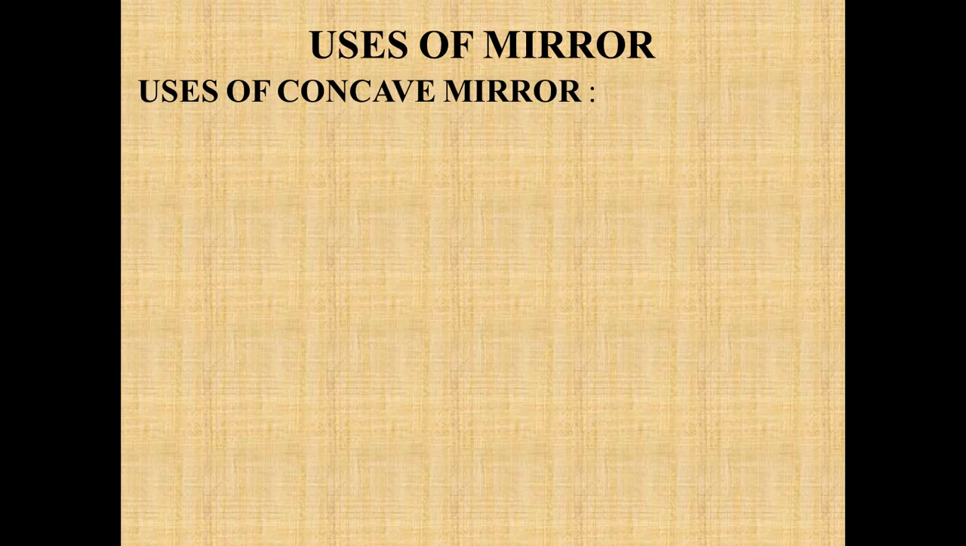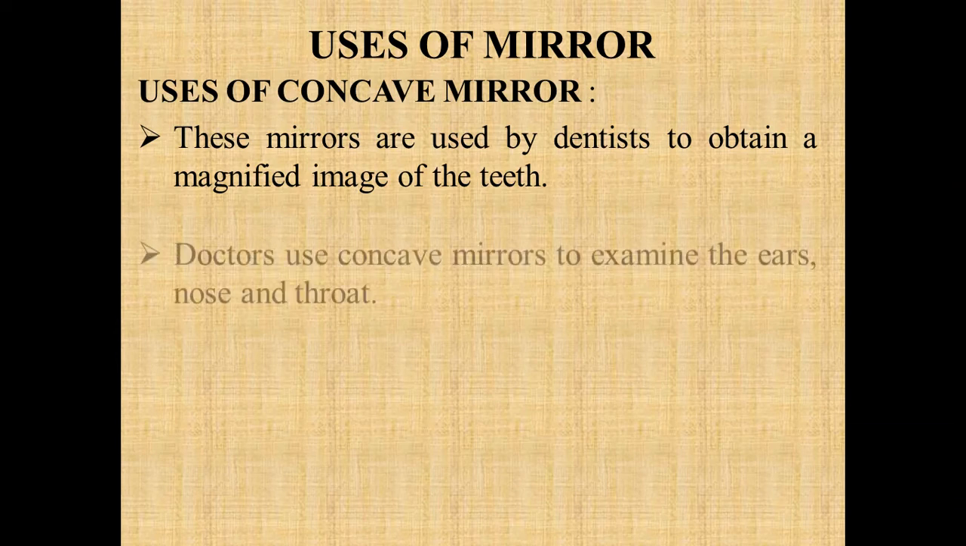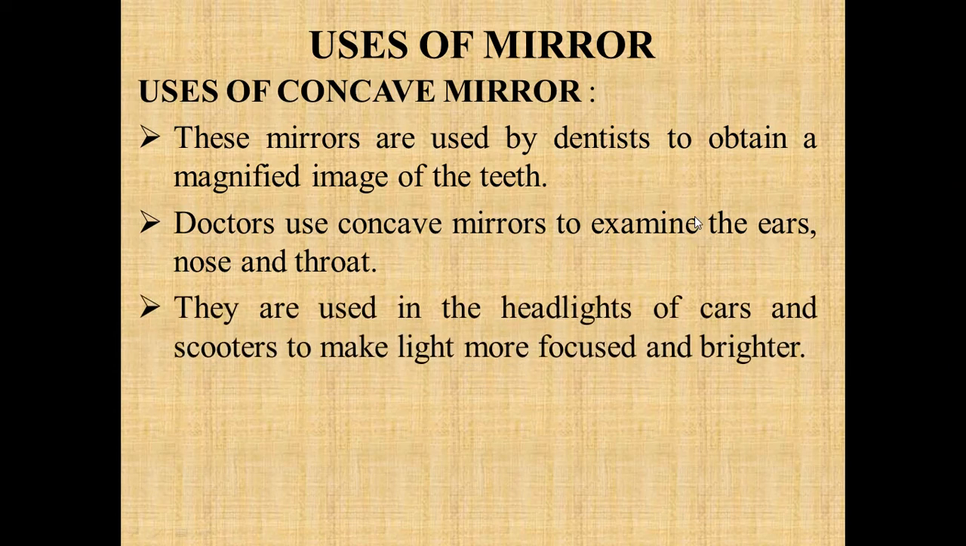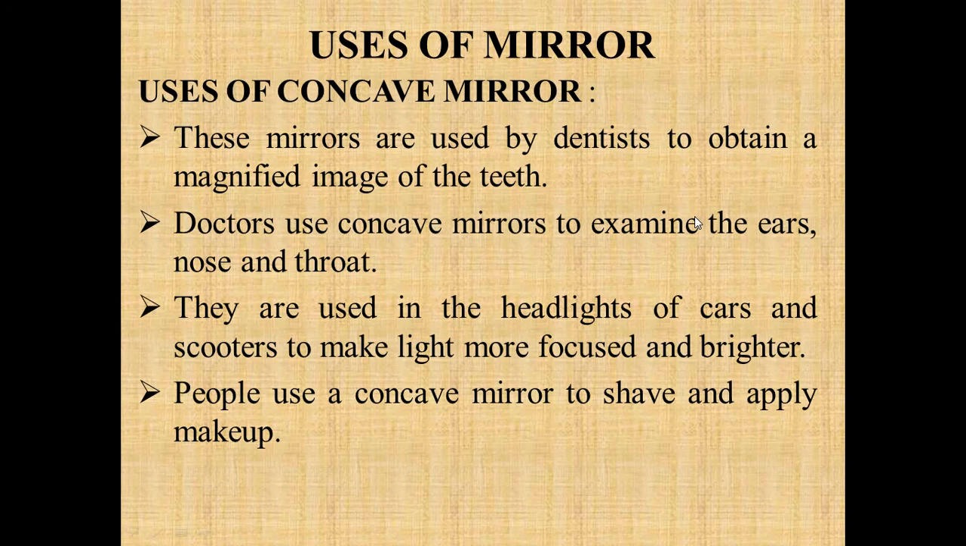Then moving on to the concave mirror. They are used by the dentist to obtain a magnified image of the teeth. If you have gone to the dentist, the mirror that the dentist is using to see the teeth is known as the concave mirror. Concave mirrors are also used by doctors to examine the ears, nose and throat because they produce a magnified image. Then they are used in headlights of cars and scooters to make light more focused and brighter, and concave mirrors are used to shave and apply makeup.